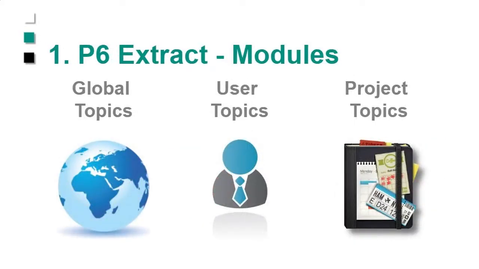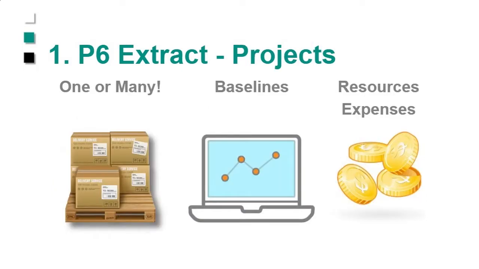When you want to do your extraction, you're going to extract global topics, user topics, or project topics. And the idea here is once I've pulled that information down, I can manipulate it and I can load it back up. And Sue will show you that when she gets into the demo part. Now, when it comes to projects, you can extract one project or many projects. You can extract your baselines. You can extract your resources and your expense assignments. All of that can be pulled out so that you can manage it.